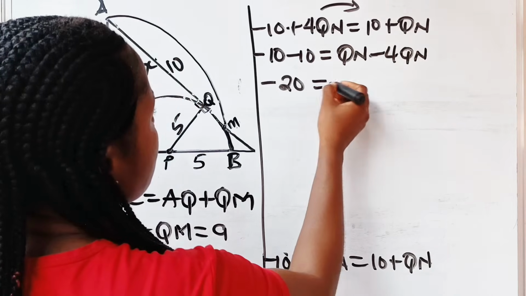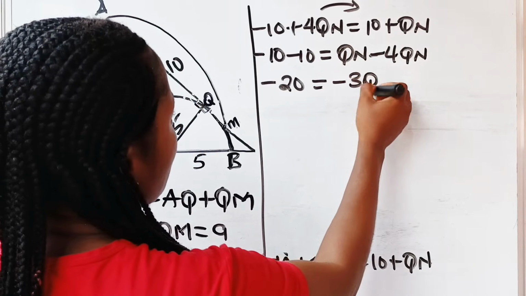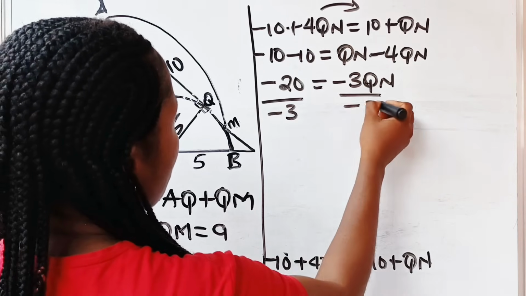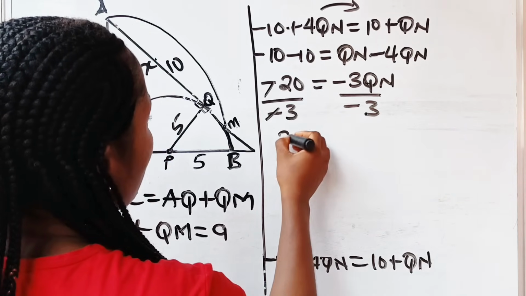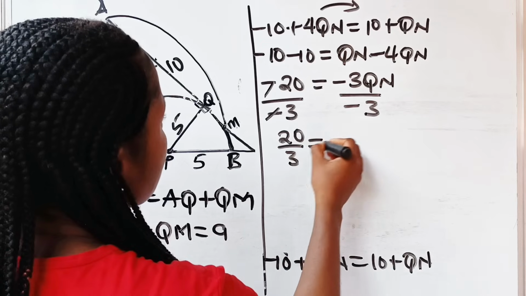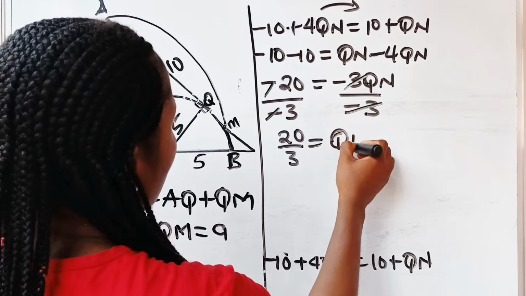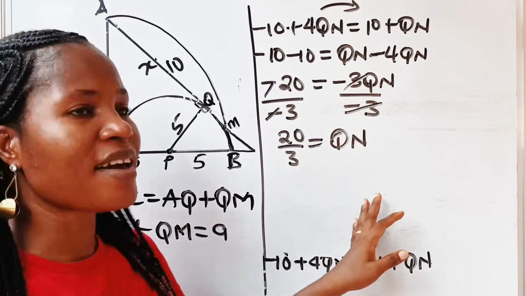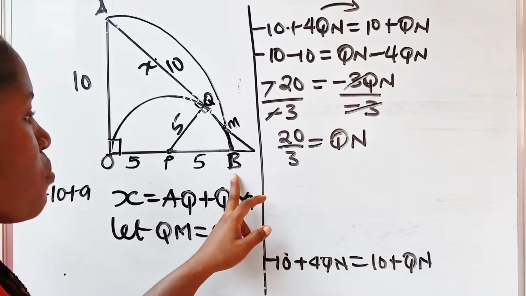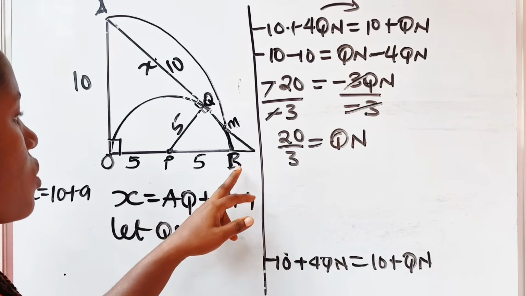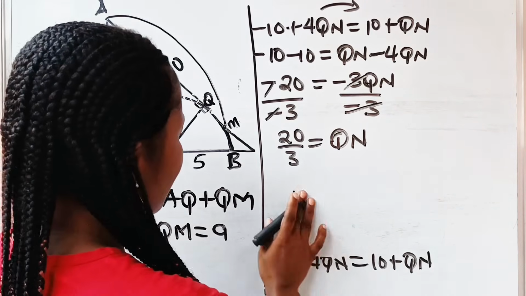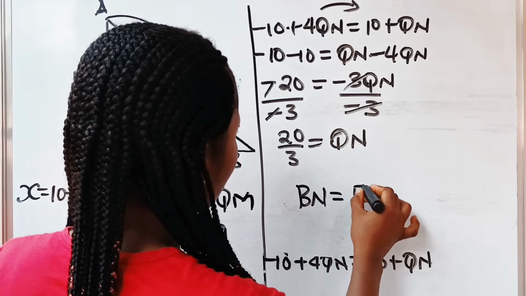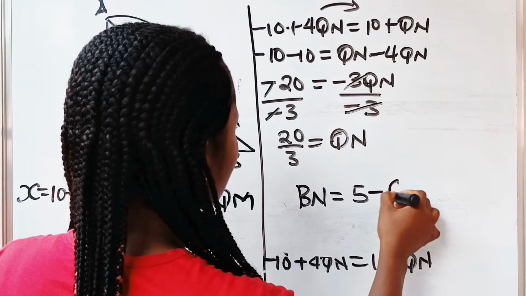So we have minus 20 is equal to minus 3qn. Now if we divide both sides by minus 3, we are going to have 20 over 3 is equal to qn. So now we have qn. Like I said, I deleted something important, bn. Okay, so I think we got bn to be equal to 5 minus qn.